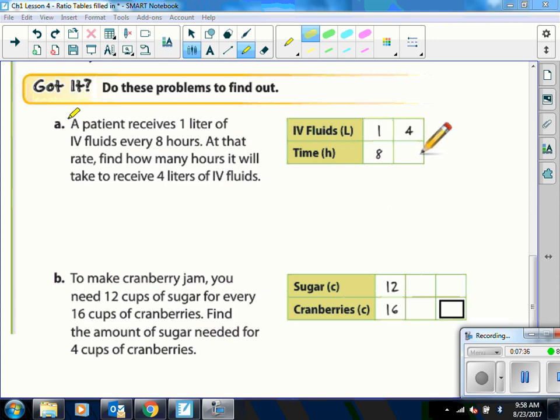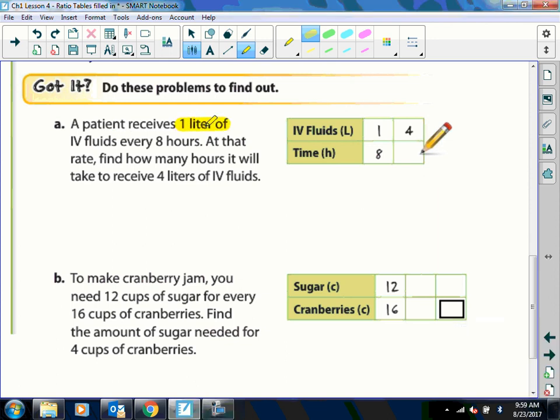So example A, or got it A, says a patient receives 1 liter of IV fluids every 8 hours. So that's going to be liters of fluid to hours. So that's fluids to hours, right? And it's 1 to 8. So we're starting with 1 to 8. At that rate, find how many hours it will take to receive 4 liters of IV fluid. So we want to go from 1 liter to 4 liters.